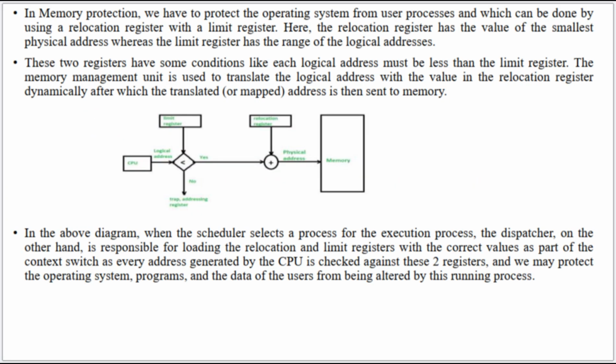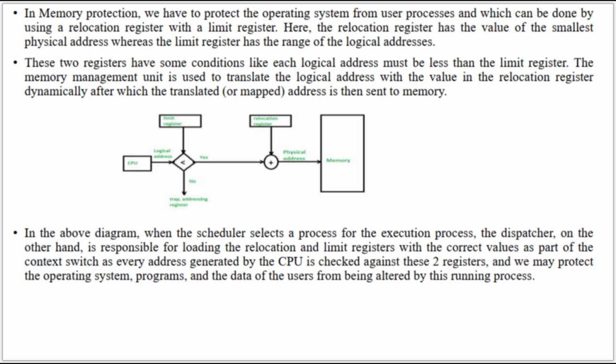22. In memory protection we have to protect the operating system from user processes, which can be done using a relocation register with a limit register. Here the relocation register has the value of the smallest physical address, whereas the limit register has the range of logical addresses. These two registers impose a condition: the logical address must be less than the limit register. The memory management unit is used to translate the logical address dynamically with the value in the relocation register, after which the translated, or mapped, address is then sent to memory.